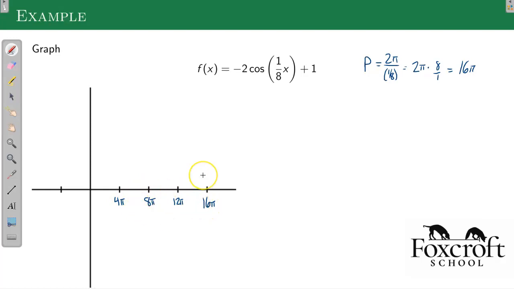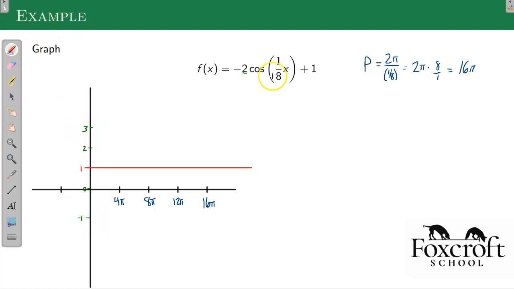Average out these two. There's a bunch of different ways you could do it, but that's just the way I've always done it. Midline is at 1 and should be dotted, but that's quicker. Amplitude is 2, so I can go up 2 and go down 2: 0, -1. These are my extreme values.